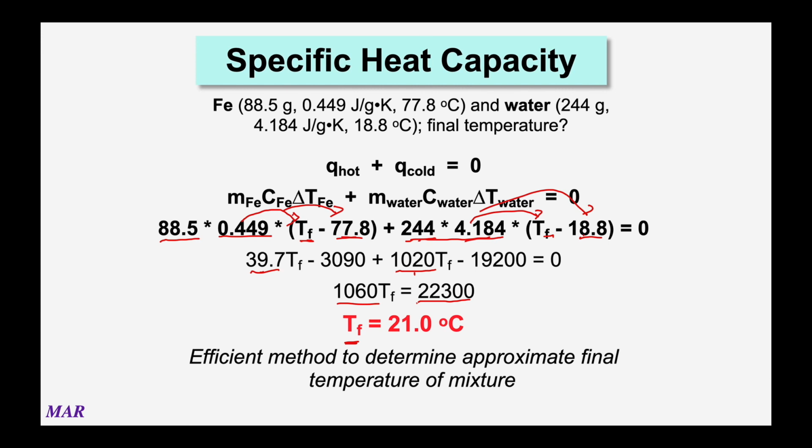And notice how the final temperature is between 18.8 and 77.8, so that's good. Now, most of the time, the final temperature will be closer to the temperature of the water. Water has a higher heat capacity, which makes the final temperature closer to it. In this problem, we also had a lot more mass of water too. So for all of those reasons, the temperature is closer to the water than it is to the iron.